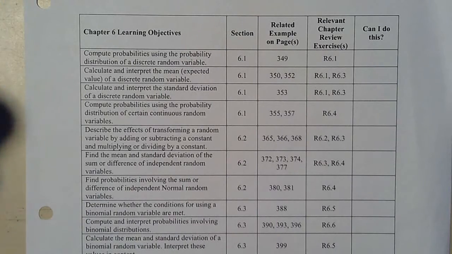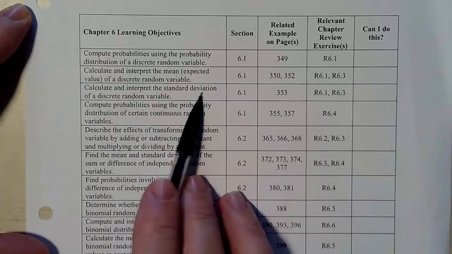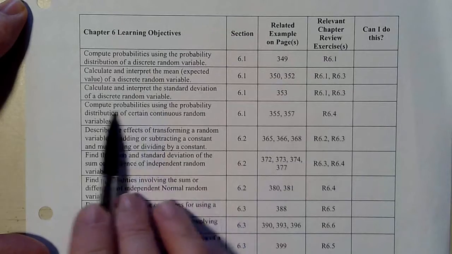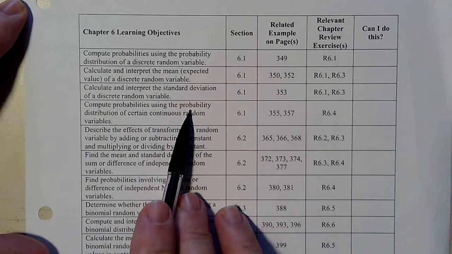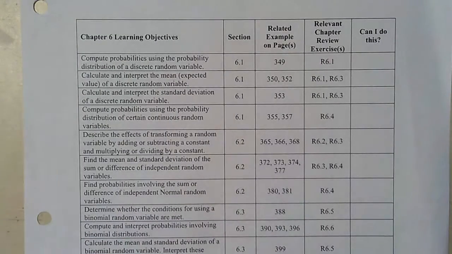Okay, 6.1, day 2. Today we'll be working on calculating and interpreting the standard deviation of these discrete random variables that we started on day 1. And then we'll also be using the normal distribution actually for these continuous random variables. Okay. All right, let's recap where we left off day 1.